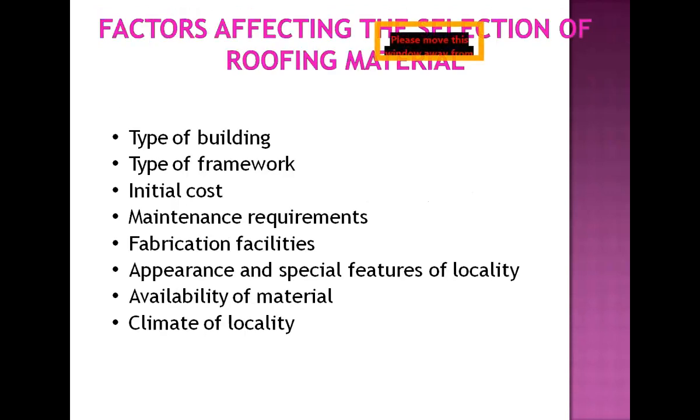What are the factors on which basis we can select the types of roofing material? Type of building, type of framework, initial cost, maintenance requirements, fabrication facilities, appearance and special features, availability of material, climate of locality. These are the factors on the basis of which we can select the type of roofing material.